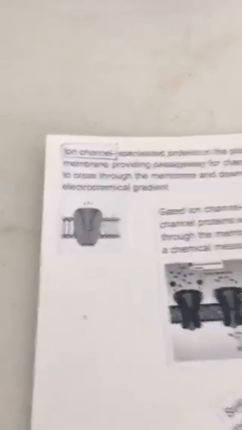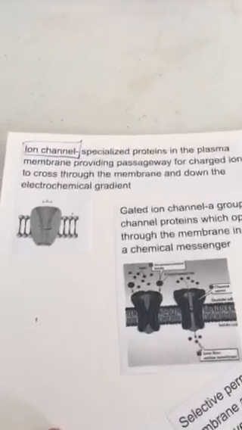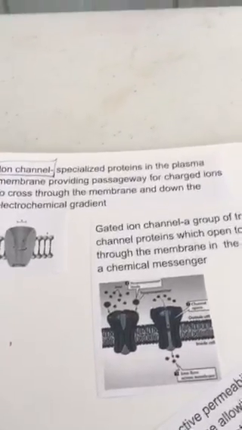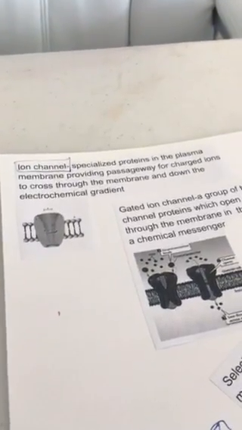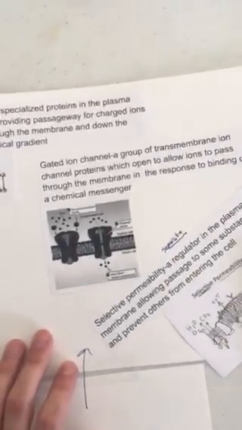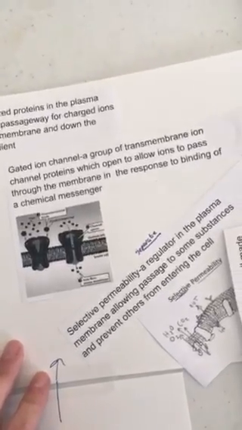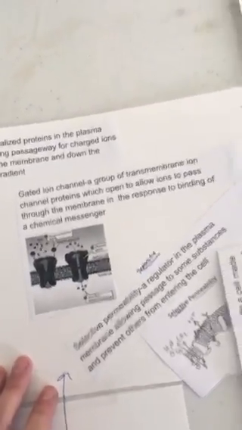Then we go into ion channels, which are specialized proteins in the plasma membrane providing passageway for charged ions to cross through the membrane down the electrochemical gradient. A gradient ion channel is a group of transmembrane ion channel proteins which open to allow ions to pass through the membrane in response to the binding of a chemical messenger.